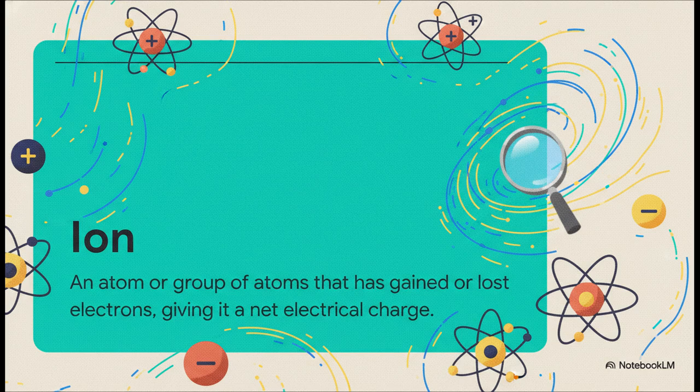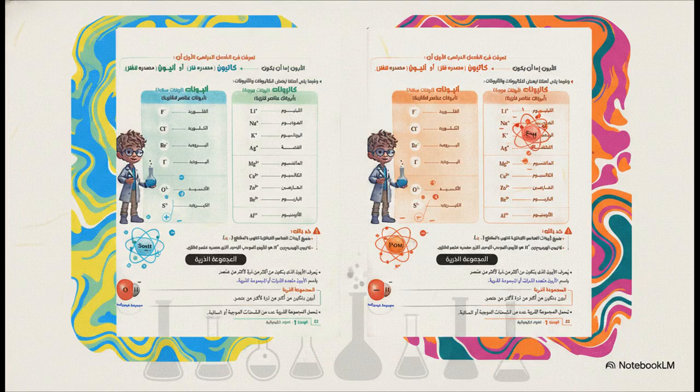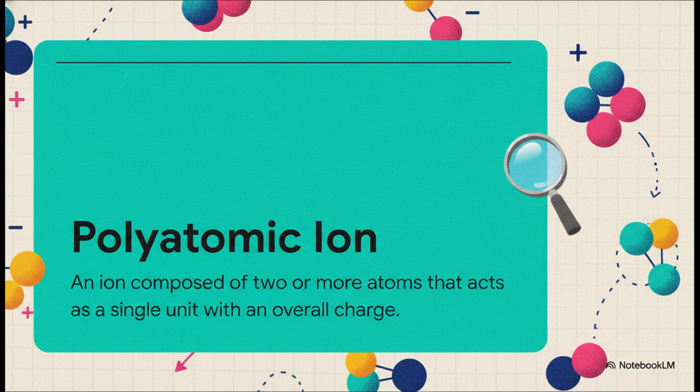It's really simple. It's just an atom, or even a whole group of atoms, that's either gained or lost an electron. And because of that, it now has a net electrical charge. This charge is everything. It can be positive or it can be negative, and it's the key to this entire puzzle. You know, ions basically come in two flavors. On the left here, you see cations. These guys are positive. Think of sodium, Na+. On the right, you've got the anions, which are negatively charged, like fluoride, F-. So just remember, cations are positive, anions are negative. That's the big takeaway.